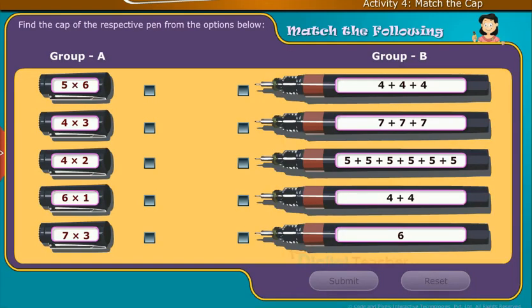Let us carry out an activity to match the cap with the respective pen. Find the cap of the respective pen from the options below.